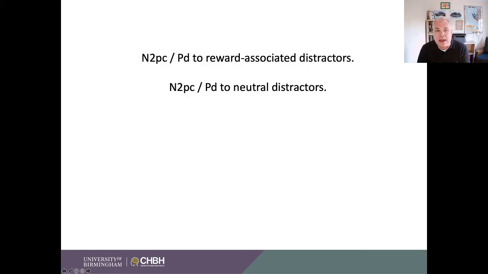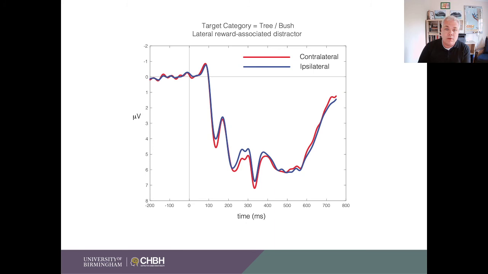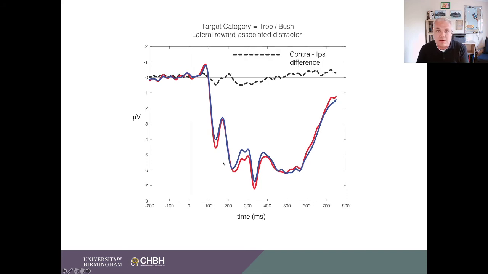So we can now look at the N2PC and PD to reward-associated distractors and the N2PC and PD to neutral distractors. And we can find out whether or not reward-associated distractors are preferentially selected. The event-related potential has these contralateral and ipsilateral waveforms, but what I'm actually going to talk about is the difference between them. So again, I'm just going to derive the difference waves for these conditions so we can compare them.